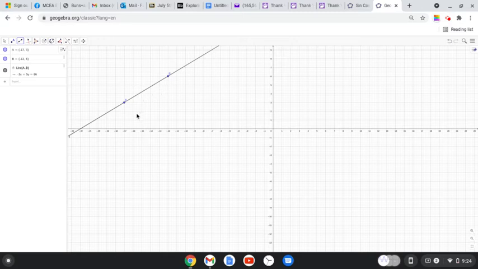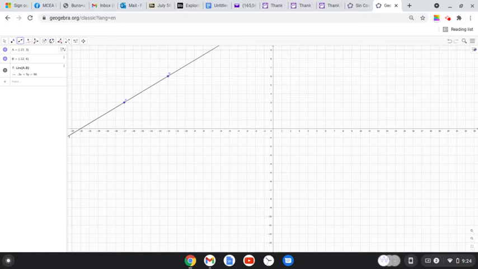Notice that as soon as I create anything in GeoGebra, it creates a trail of what's happening. So I created point A first. It gave me the coordinates of point A. Then I did point B to create my line, so it gave me the coordinates of point B. But because now I have a line, it gave me the equation of the line.